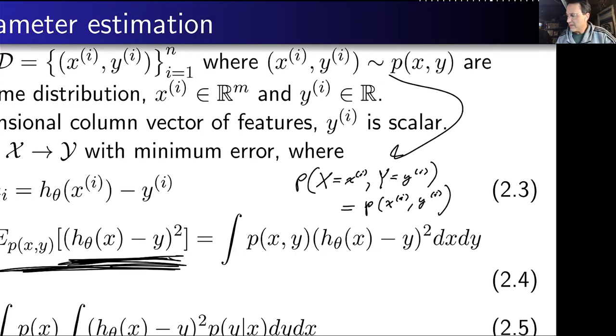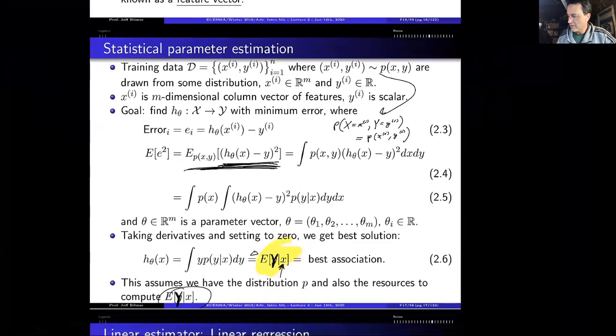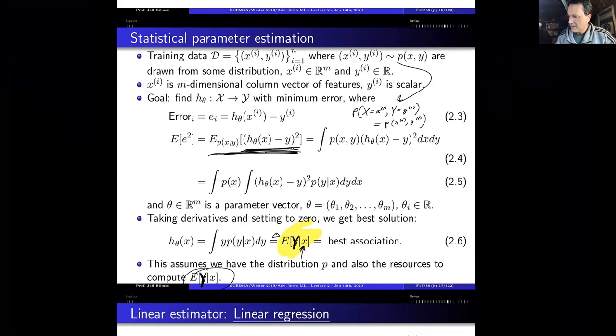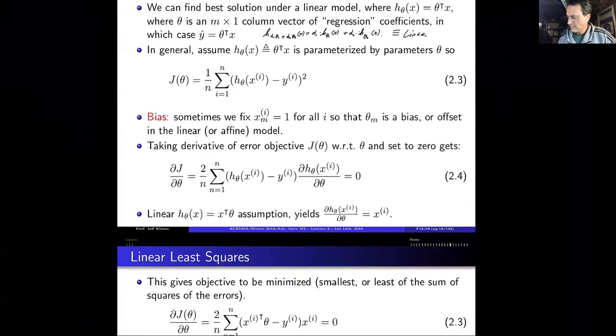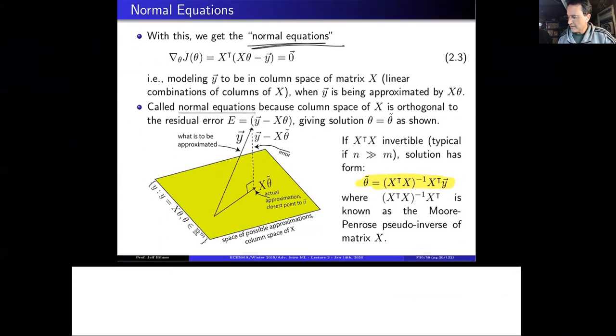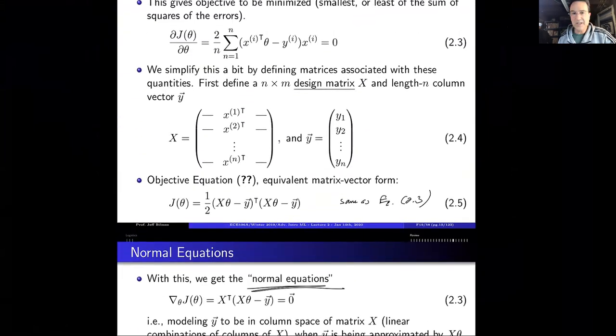And here the assumption is that there is some distribution. We don't precisely know what it is, but we assume there is one, and we're trying to learn a function that maps from input to output. So that's kind of what defines this.